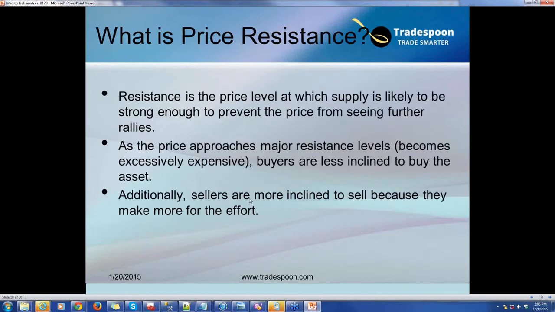So what is price resistance? Resistance is a price level at which supply is likely to be strong enough to prevent the price from seeing further rallies. As the price approaches major resistance levels, it becomes excessively expensive, and buyers are less inclined to buy the asset.